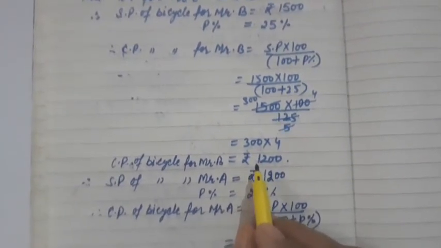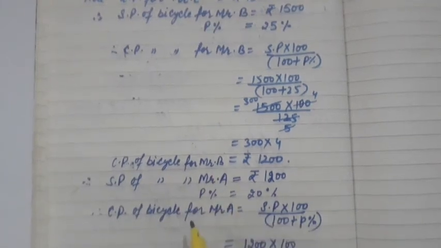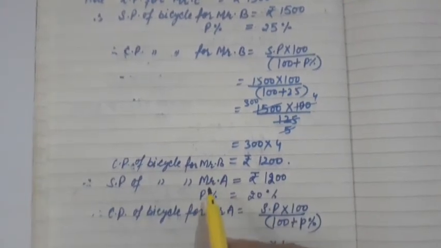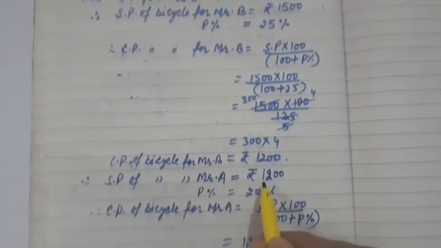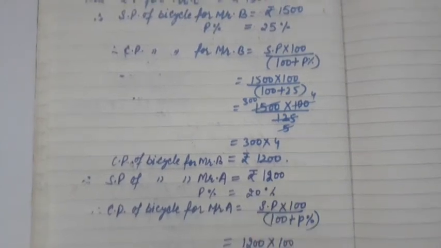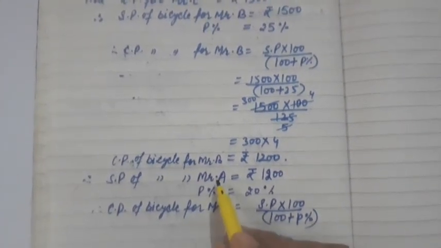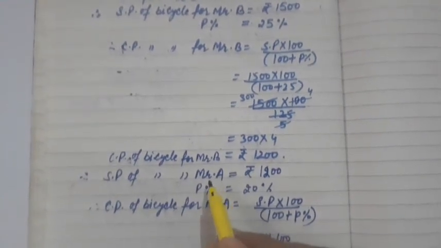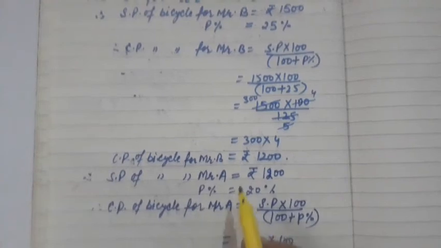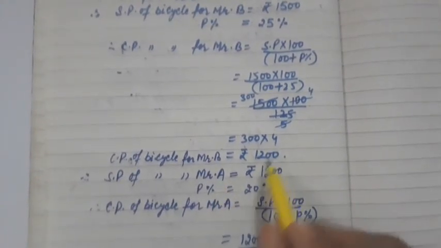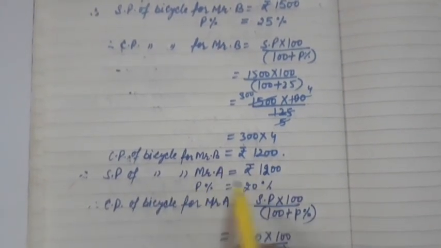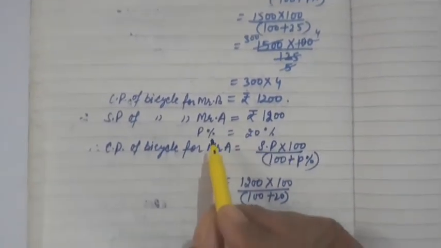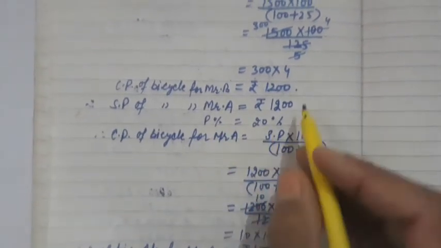It was the CP of the bicycle for Mr. B, and Mr. B purchased this bicycle from Mr. A. So it means the SP of the bicycle for Mr. A is 1200. Both are the same because Mr. A sold this bicycle to Mr. B. So this CP of Mr. B and SP of Mr. A both are the same. Mr. A has a profit of 20%.